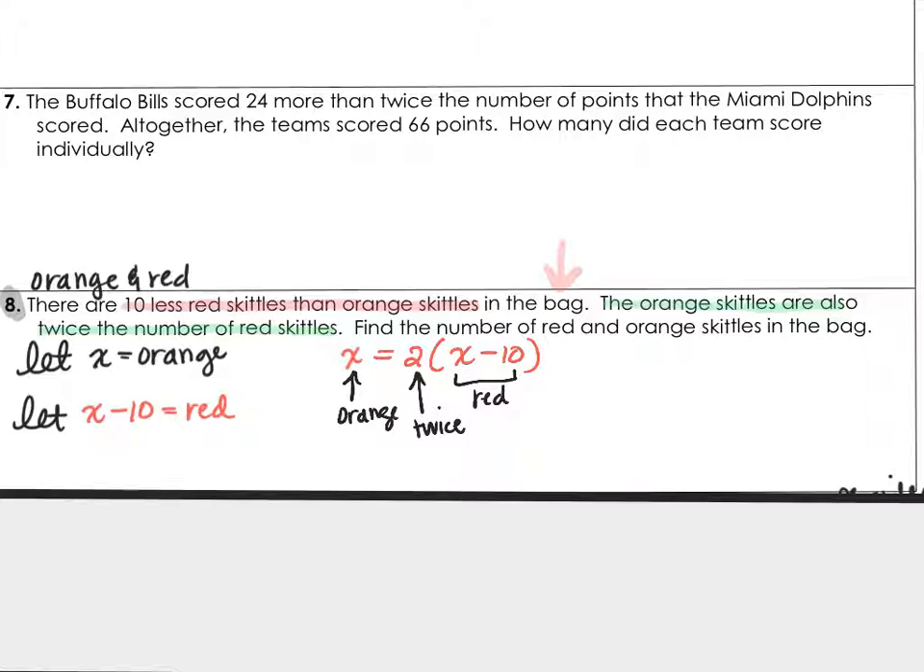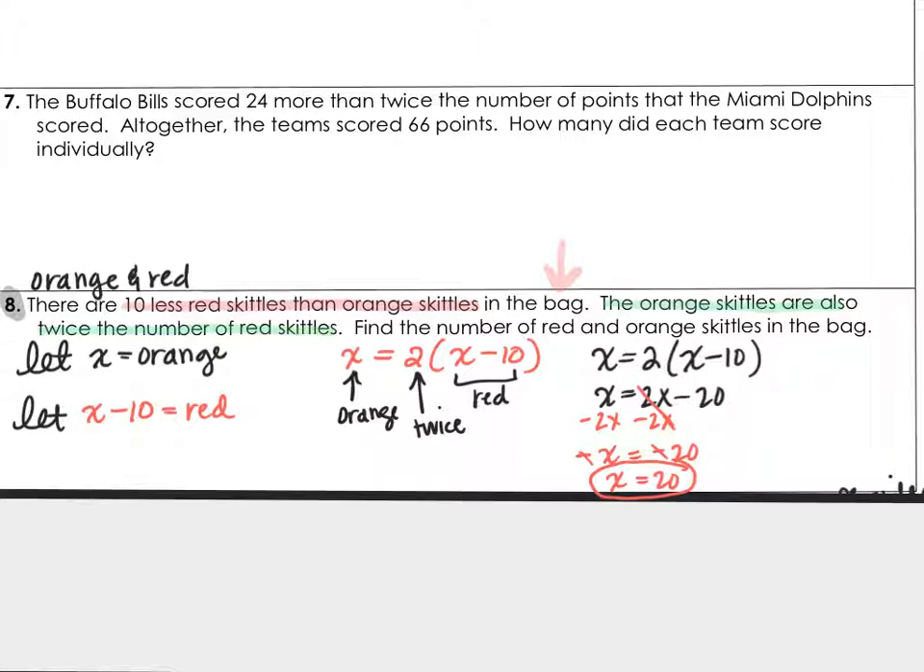So if we take that equation, x equals 2 times (x minus 10), and solve by following the correct multi-step equation steps, we distribute the 2. Let's zero this 2x out. I get negative x is equal to negative 20, which means if I divide by negative 1 on both sides to get rid of those negative signs, x is equal to 20.